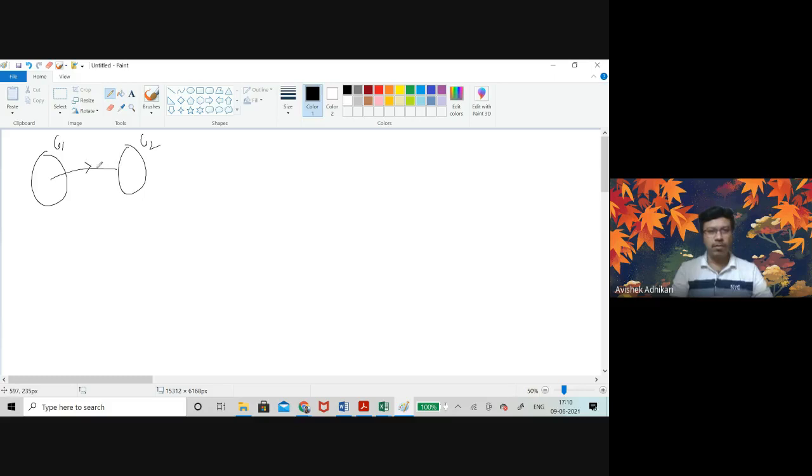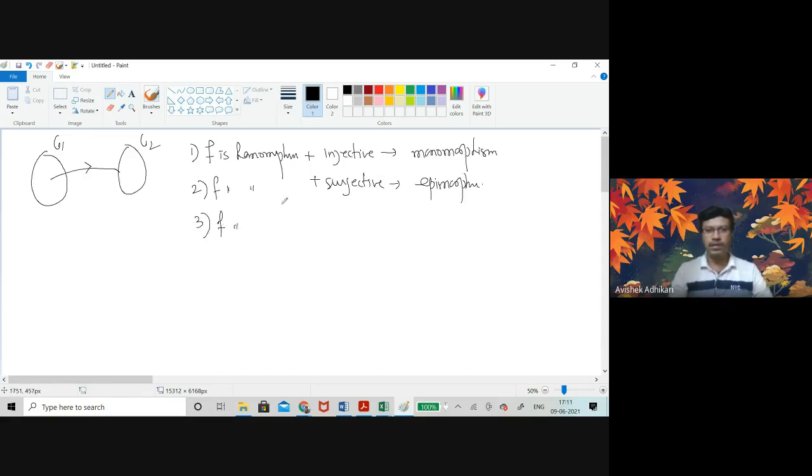and suppose F is a homomorphism from G1 to G2. A few terms we have already explained: if F is a homomorphism and it is injective, then we call it a monomorphism. If F is a homomorphism plus surjective, we call it an epimorphism. And if F is a homomorphism plus bijective, we call it an isomorphism. So that we all know.